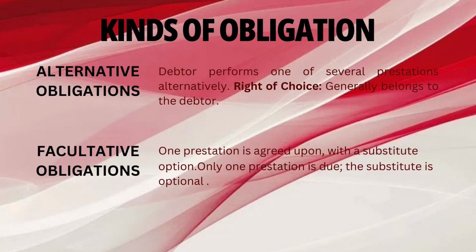Article 1192 of the Civil Code of the Philippines: Alternative Obligations. In alternative obligations, the debtor is obliged to perform one of several prestations, and the fulfillment of any one of them is sufficient to extinguish the obligation.